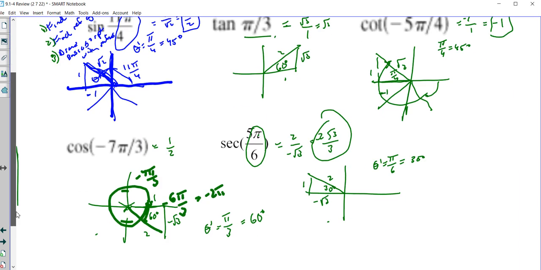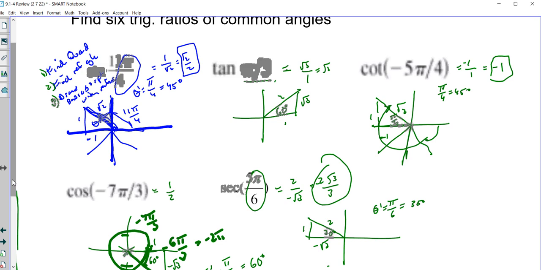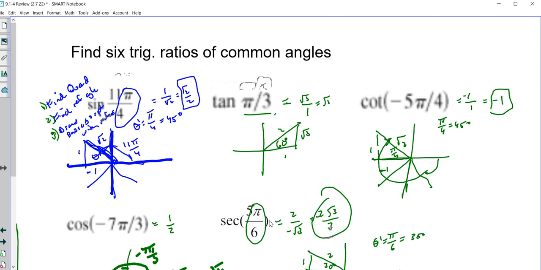You can also memorize many of these different things, but that comes after you do it for a while and you start to memorize them. Well, there you go, and good luck and God bless in the rest of your problems.